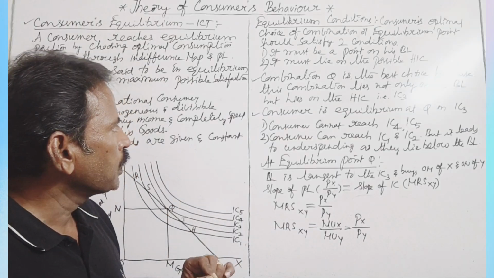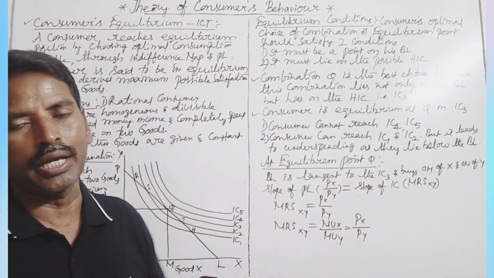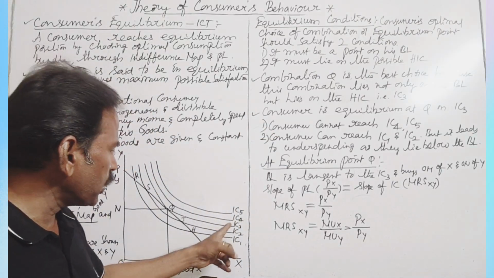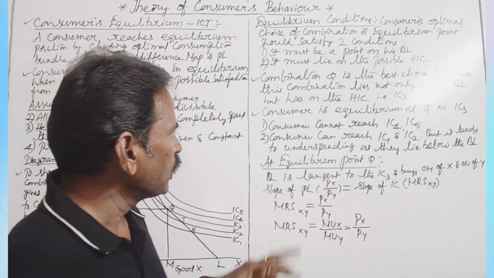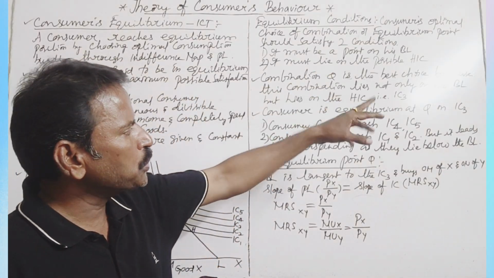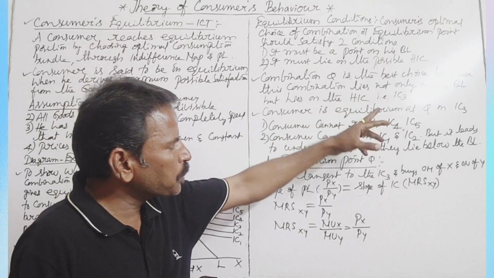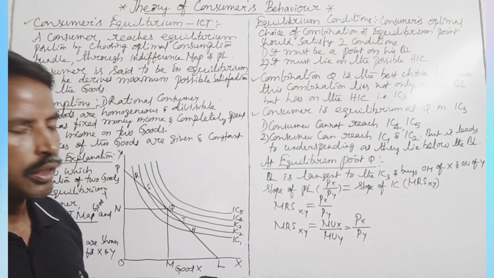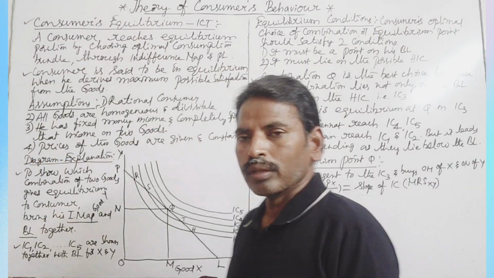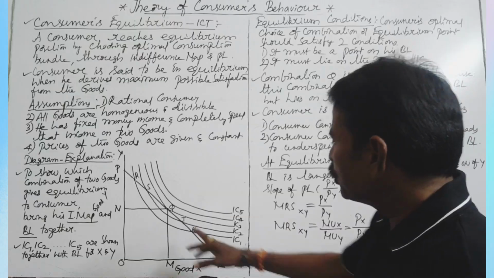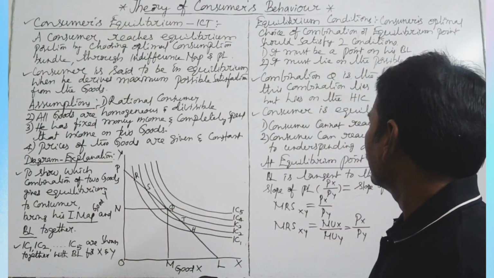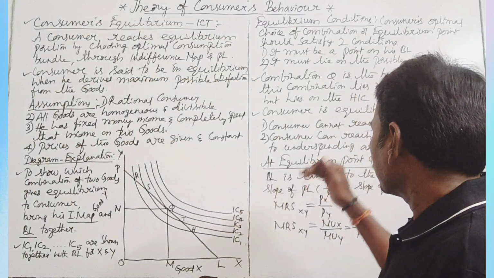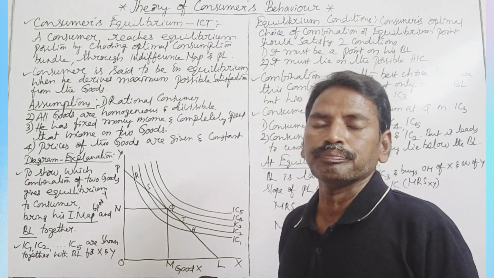The conditions are, it must be a point on his budget line. It must lie on the possible higher indifference curve. In this diagram, I see 3. Next, combination Q is the best choice because this combination lies not only on his budget line but also lies on the higher indifference curve, that is IC3.